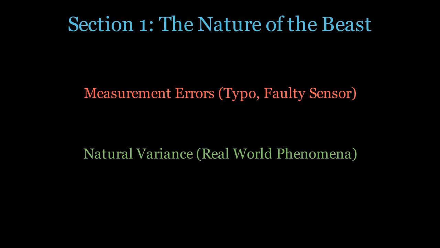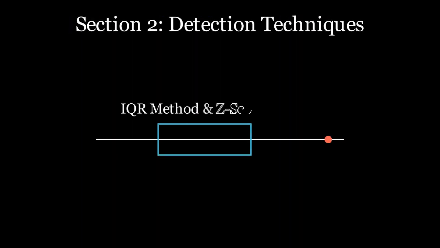Section 2. Detection techniques. How do we find them? The most common method is the interquartile range, or IQR. We calculate the spread between the 25th and 75th percentiles. Any point 1.5 times this distance above the third quartile or below the first is flagged. Another robust method is the z-score, which measures how many standard deviations a point is from the mean. If a z-score is greater than 3, you are looking at an extreme rarity that occurs in less than 0.3% of a normal distribution.